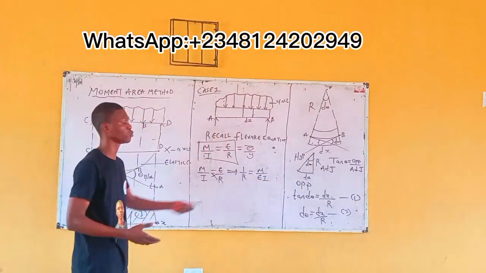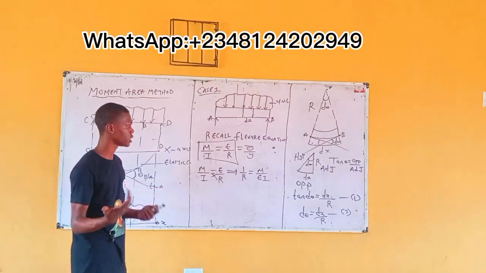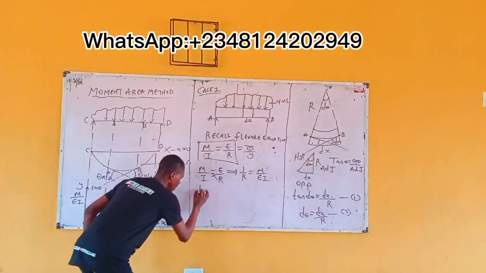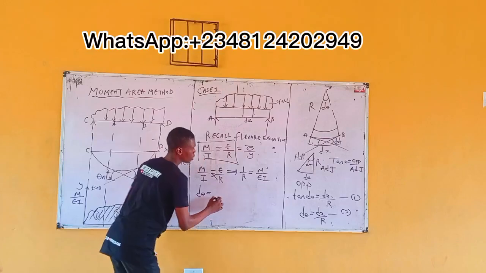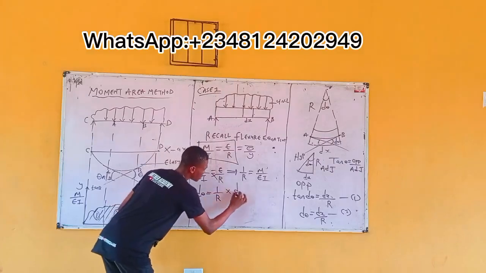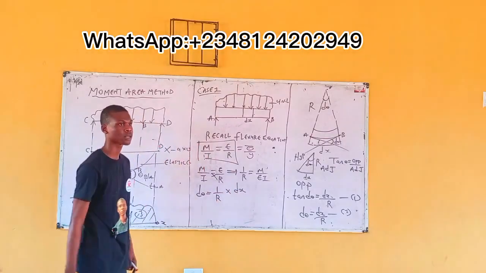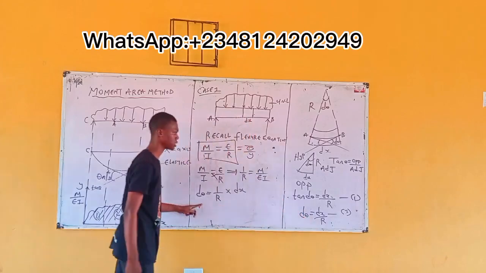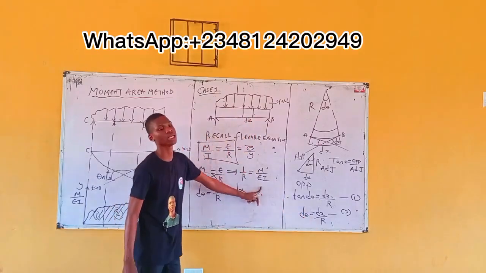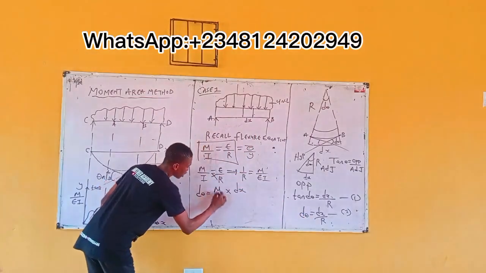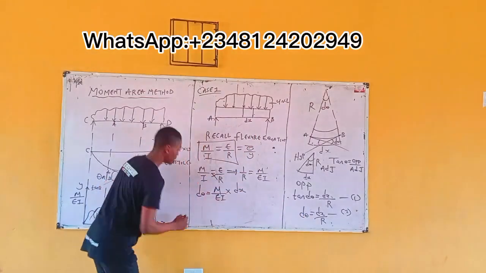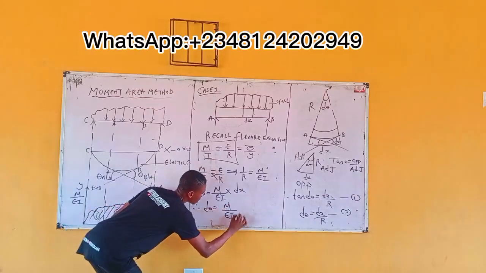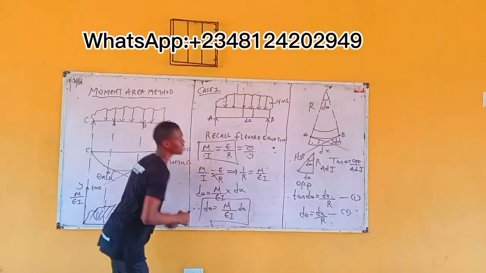This is what we've done before. In the double integration method, we've done this before. So you can watch the video on that. Meaning from equation 2, you have that theta is equal to 1 over R times x. Right? Theta from equation 2, theta is equal to what? The x over the R, which is the same thing as this. And we already found 1 over R to be M by EI. So substitute. What do you have? M over EI. Therefore, theta is equal to what? M over EI dx.